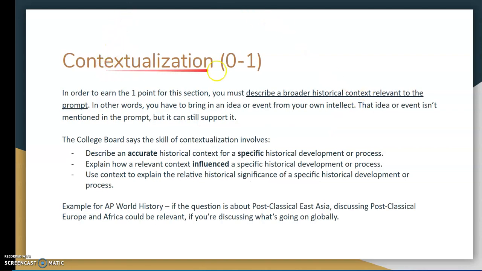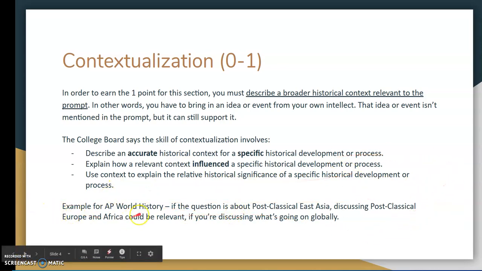Next point, contextualization. So in order to earn a point, you must describe a broader historical context relevant to the prompt. In other words, you have to bring in an idea or event from your own intellect. That idea or event isn't mentioned in the prompt, but it can still be supported. And the College Board says that contextualization involves describing an accurate historical context for a specific historical development or process, explaining how a relevant context influences a specific historical development or process, and using context to explain the relative historical significance of a specific historical development or process.